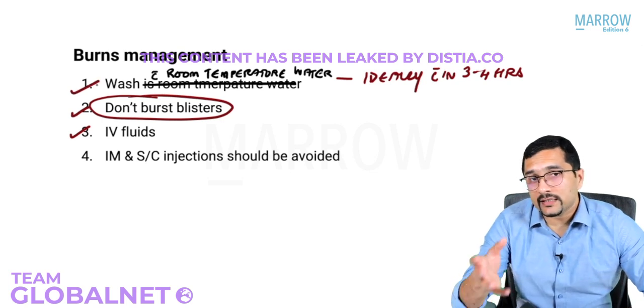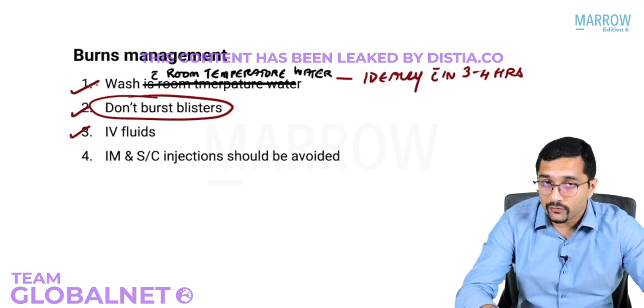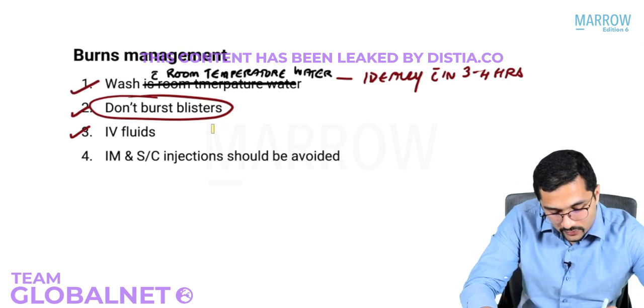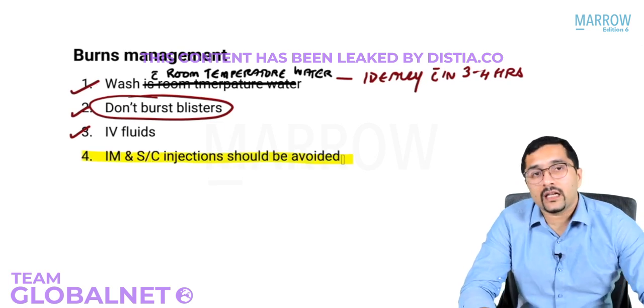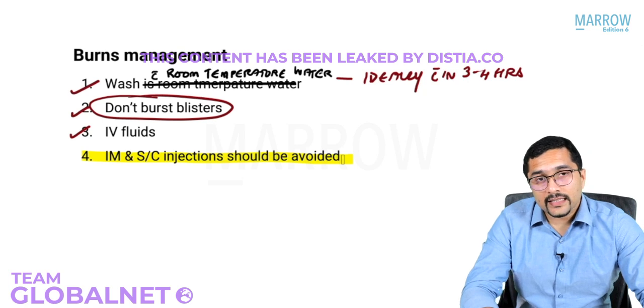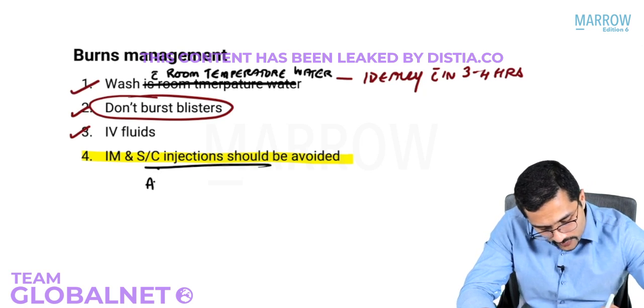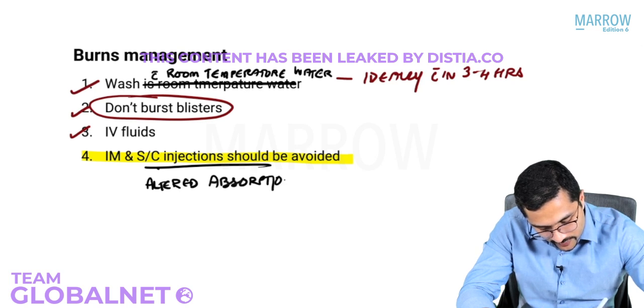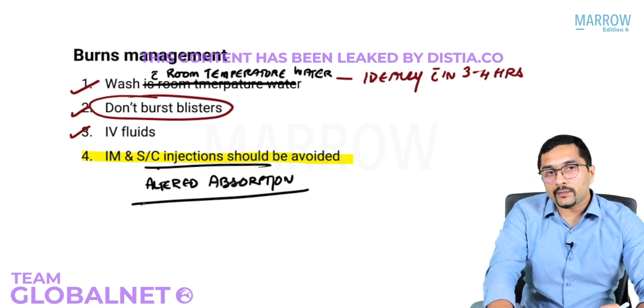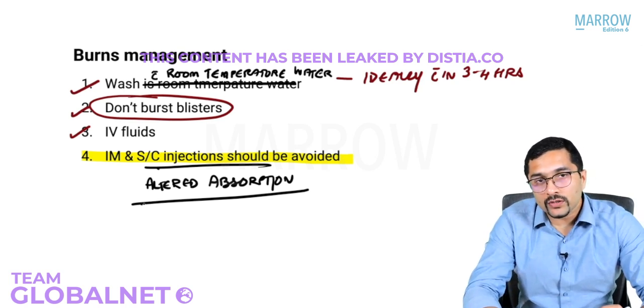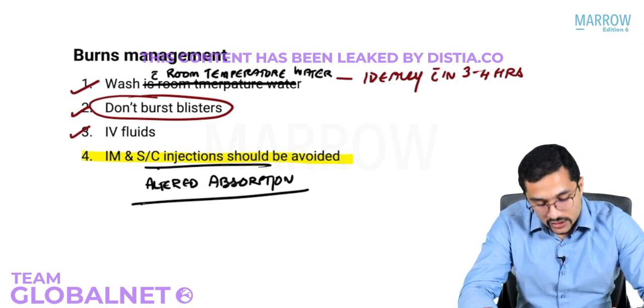We've already discussed the fluid resuscitation formulas. Another very important thing mentioned both in Bailey and in the latest Sebastian is that IM and subcutaneous injections should be avoided in these patients because there is altered absorption. There will be some areas where there is vasodilation and some areas where there's vasoconstriction. So there will be altered absorption here, which is why we don't use IM and subcutaneous injections in these patients.